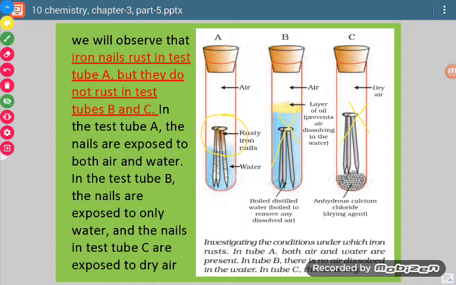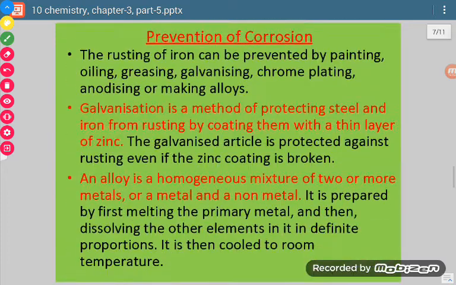So what we observe, or what is our result, is that rust can only be formed if there is presence of air as well as moisture. So both things are required. If only one is available, then there is no formation of rust.